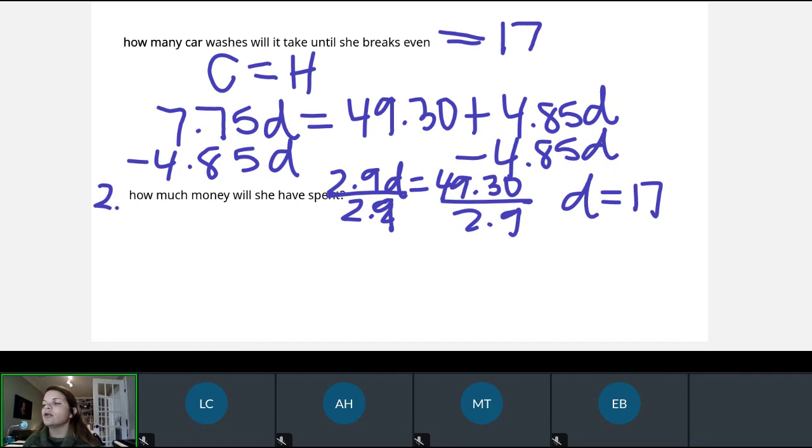I made mine come out to a whole number just to simplify it, because I made up this problem. But you're going to get a decimal, and that is totally fine. That's correct. Okay, Austin, I don't see your work solved. You have it set equal to each other. That's great. Now solve for x.